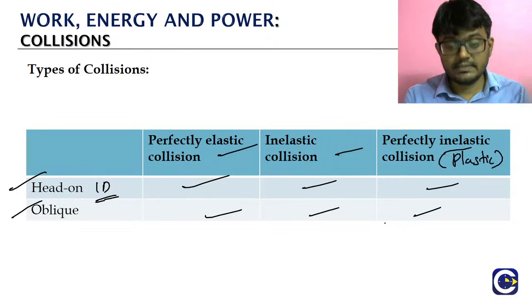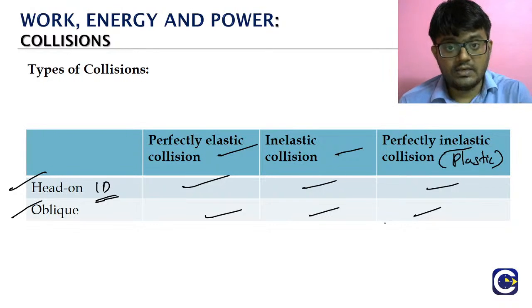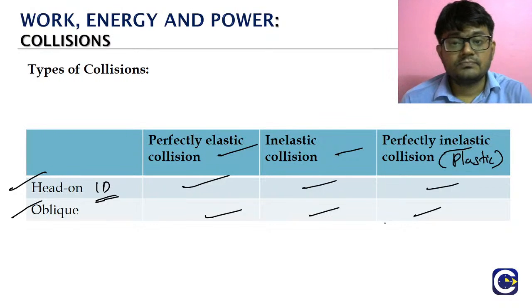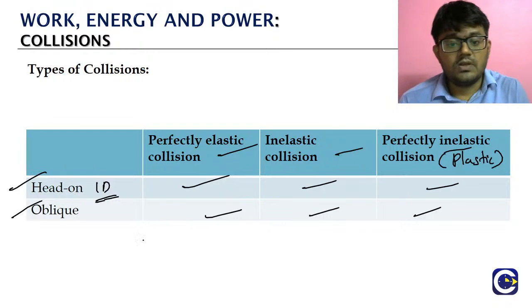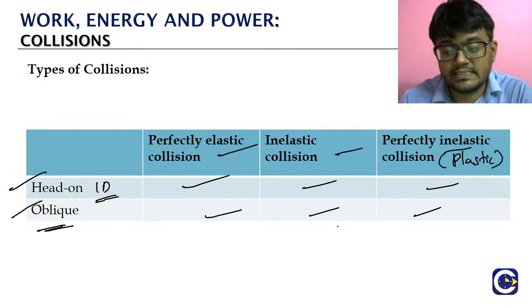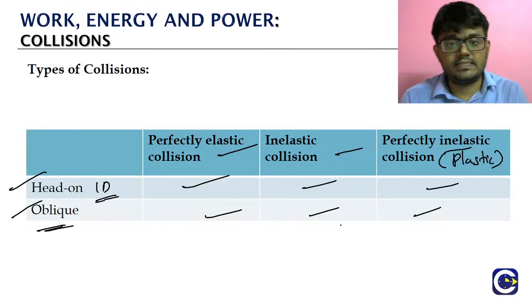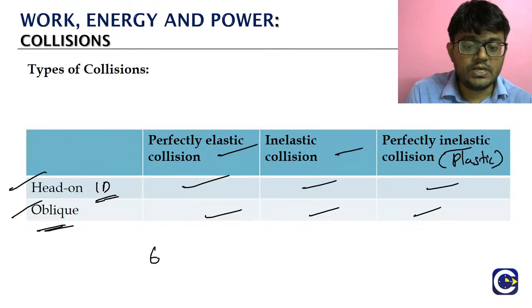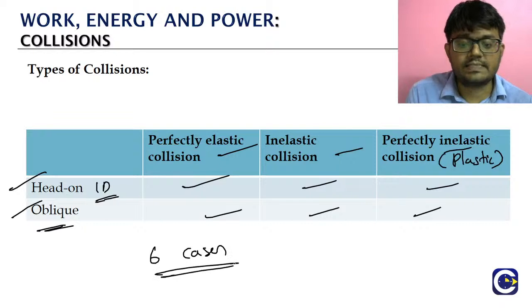6 categories. We can have head-on, perfectly elastic; head-on, perfectly inelastic; head-on, inelastic collision; or we can have oblique, perfectly elastic; oblique, inelastic; oblique, perfectly inelastic. Like this we can have totally how many scenarios? We can have 6 cases that we will discuss.